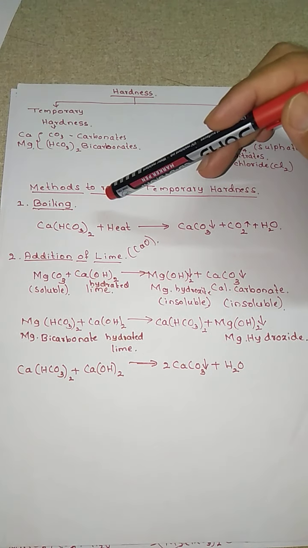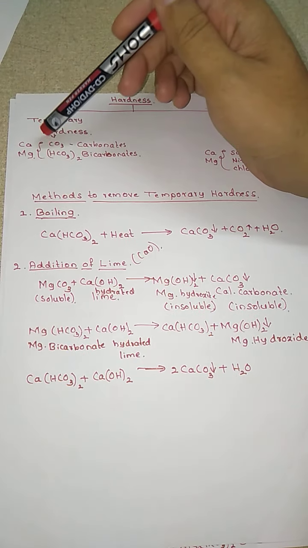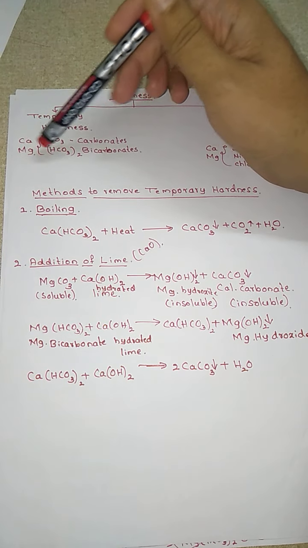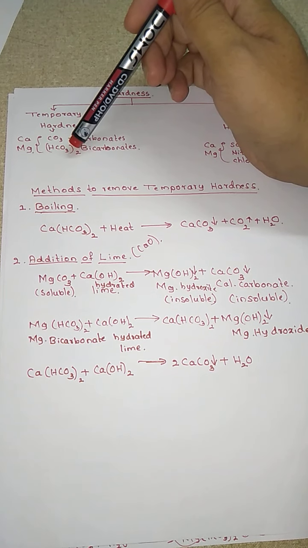Now in this boiling, we cannot remove the hardness caused by magnesium bicarbonate, that is Mg(HCO3)2. We cannot remove it.